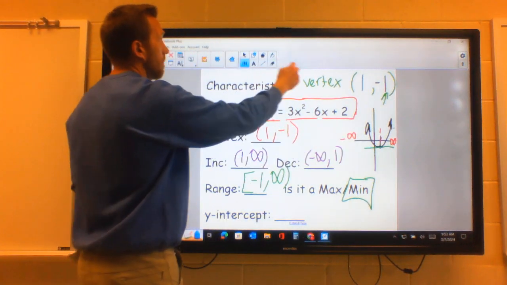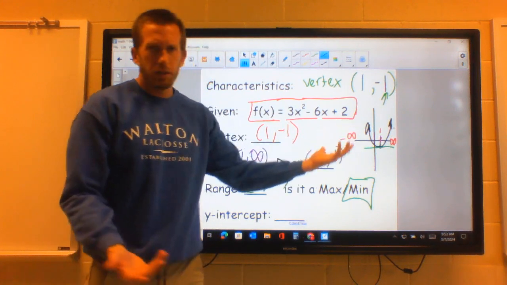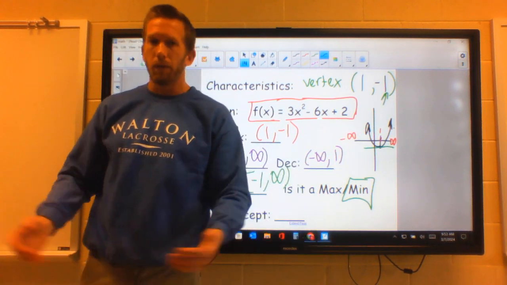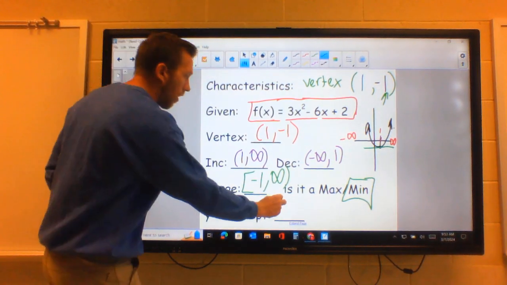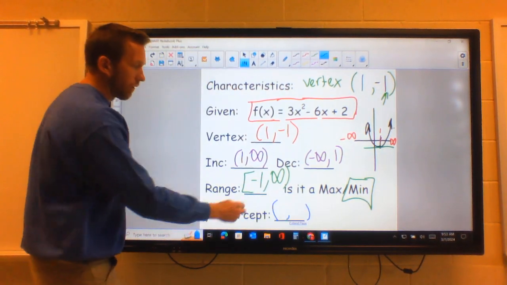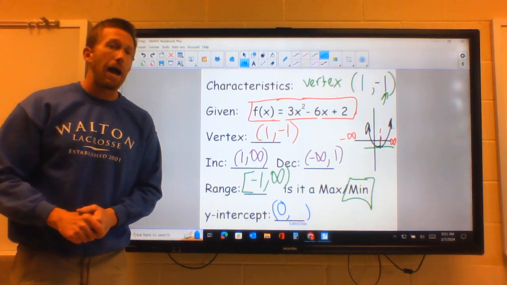Now, clearly, my graph doesn't look beautiful for my y-intercept right here, right? I just did a rough sketch. I don't even know where it's going, okay? But I don't need my graph to identify the y-intercept because if you recall, the y-intercept is always the location when our x value is 0 because that's where it crosses the y-axis.